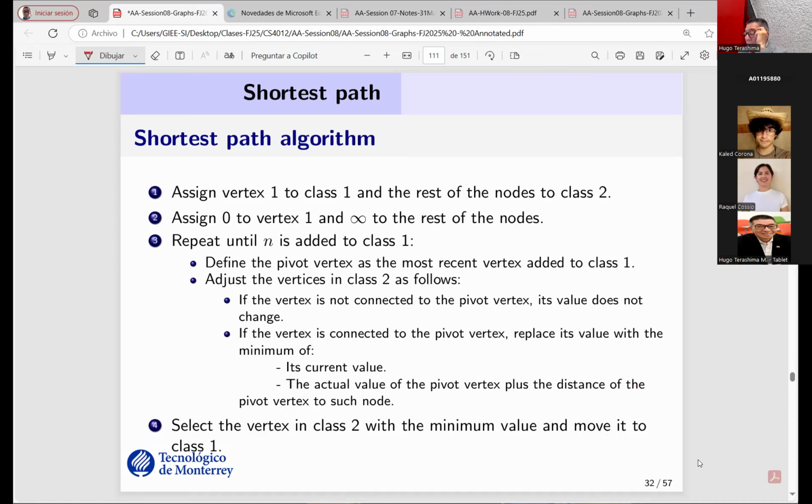the node. Select the vertex in class 2 with the minimum value and move it to class 1, right? And then we are going to repeat. So do you understand this algorithm? We are going to run a small example for this to understand better. Is that okay? Yes.